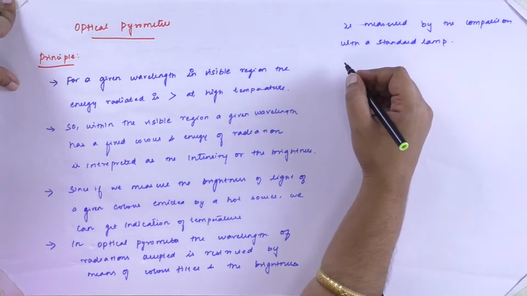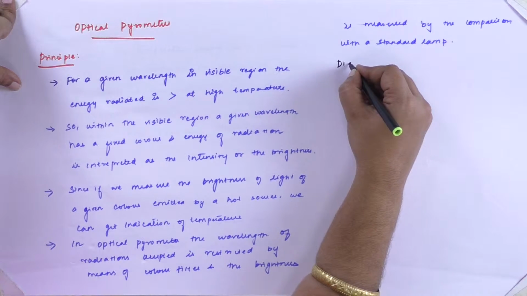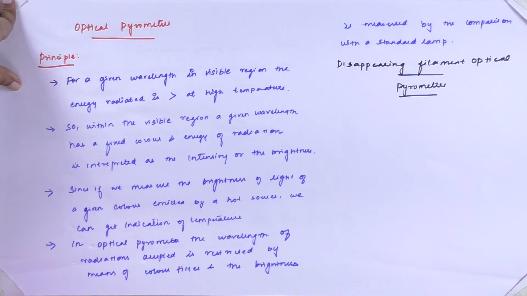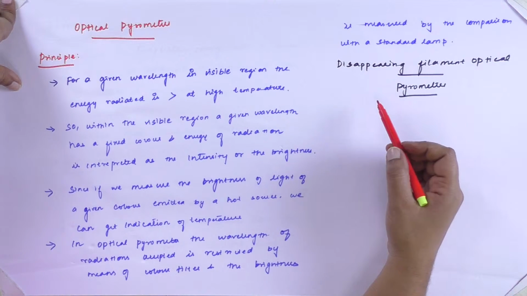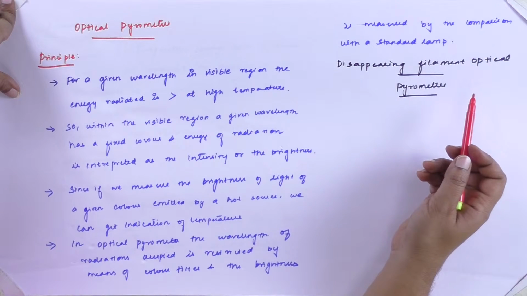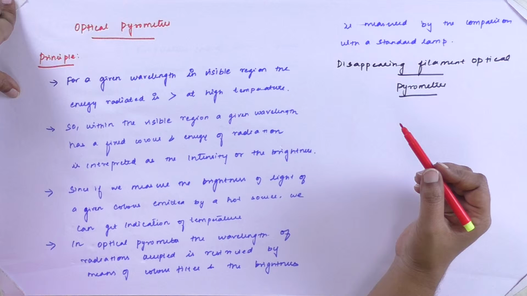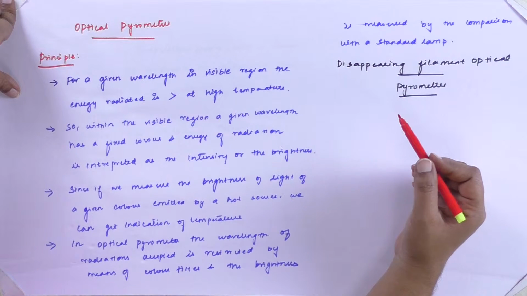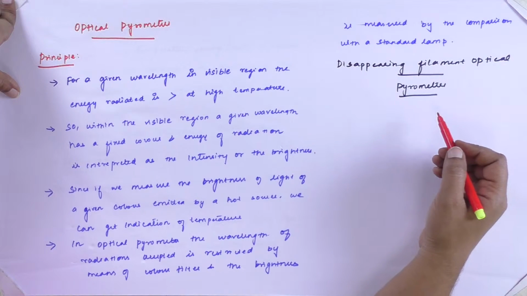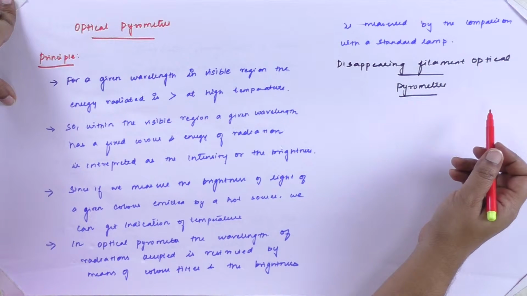Now let us see the disappearing filament type of optical pyrometer, which is the most commonly used. It works based on the radiation from the hot body whose temperature is to be measured. When the brightness of the source and the brightness of its image are the same, it gives the value of the temperature.